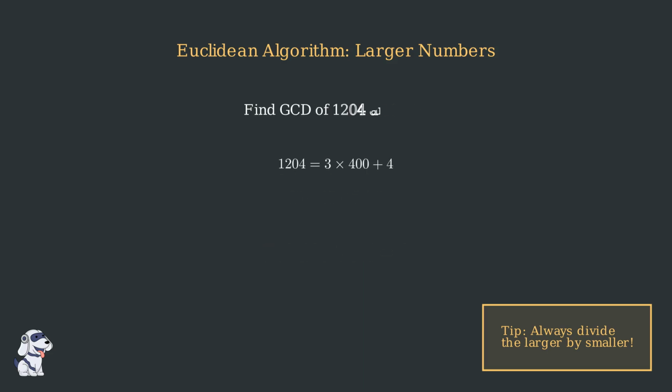Now let's try 1204 and 400. 1204 divided by 400 is 3 with a remainder of 4. We divide 400 by 4, which gives us 100 with a remainder of 0. That makes 4 our greatest common divisor.